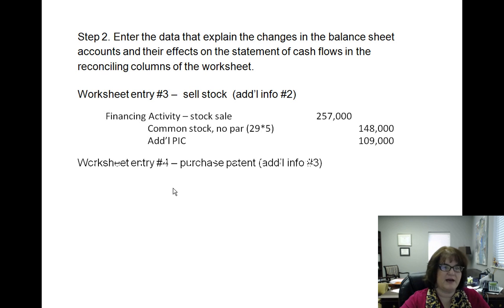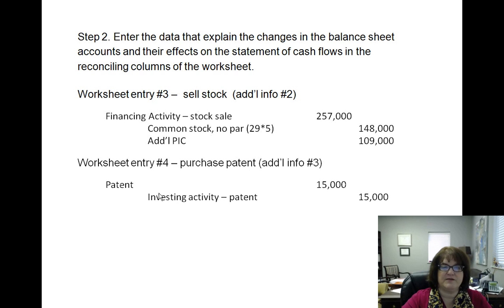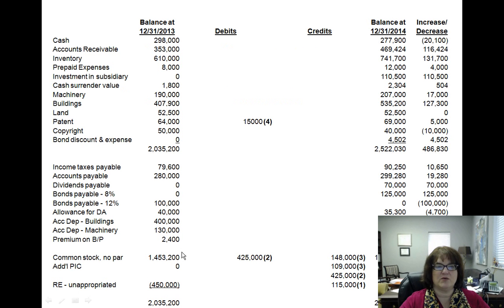Okay. In item number 4, we're going to purchase a patent. Now it comes from additional information number 3. We bought a patent for $15,000. When we did that, we would have debited the patent for $15,000, and we would show the credit to investing activity patent $15,000. I'm losing my voice. All right, so let's take a look at what that looks like in the worksheet.